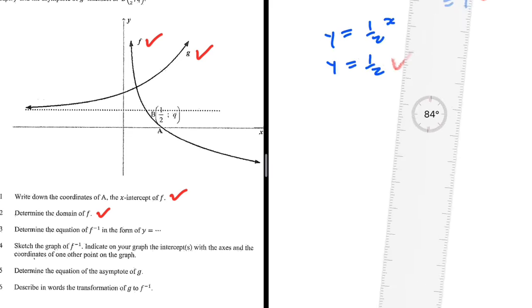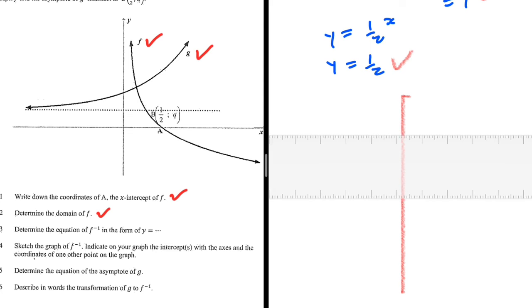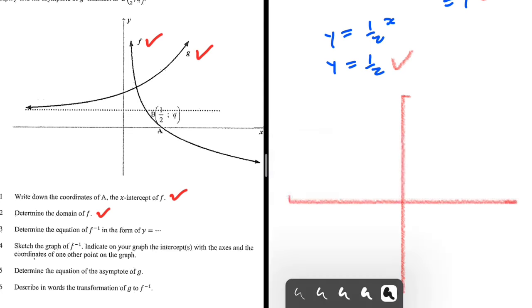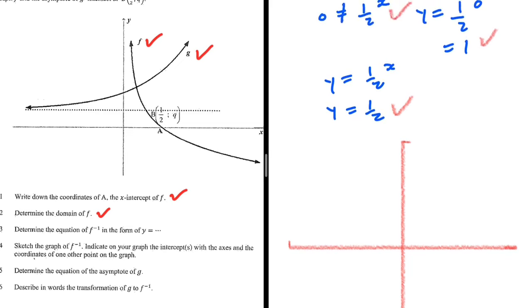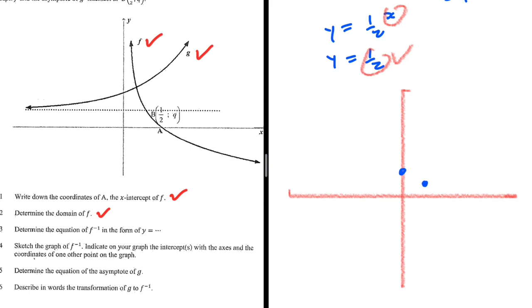So let's sketch that. We just need our axes, the y-axis and the x-axis. So our points of interest: the x-intercept doesn't exist, and the y-intercept is at 1, so we have a coordinate here. And then when x is equal to 1, like we are saying, y is equal to a half. So somewhere here we have our other point. And then our graph is going to look something like this.